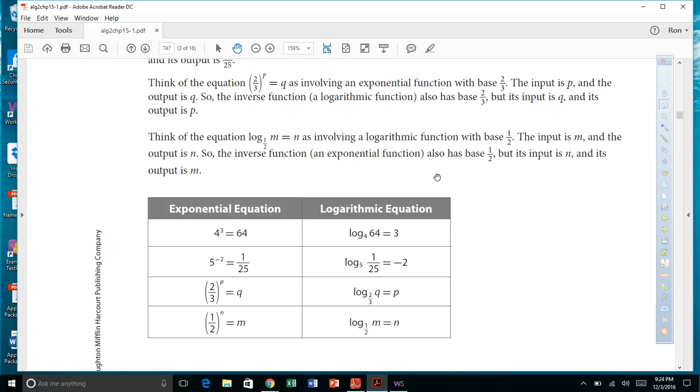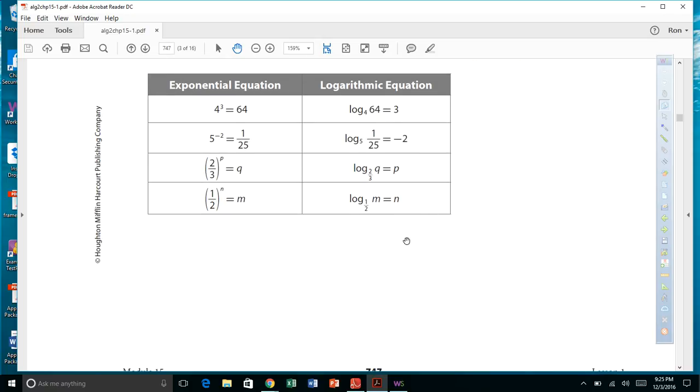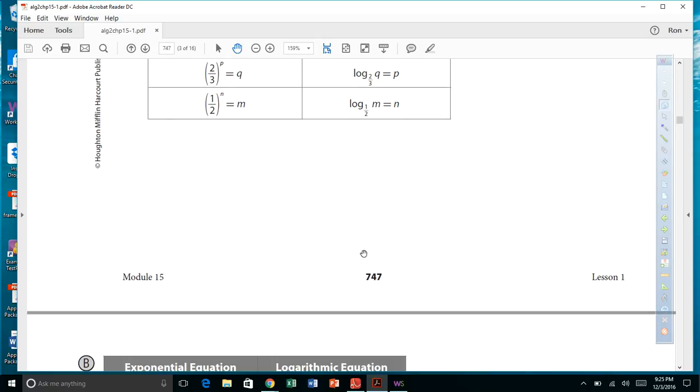Think of the equation log base 1/2 of m equals n as involving a logarithmic function with a base of 1/2. The input is m and the output is n. So the inverse function, an exponential function, also has a base of 1/2, but its input is n and its output is m. All right, and that's what we just talked about.